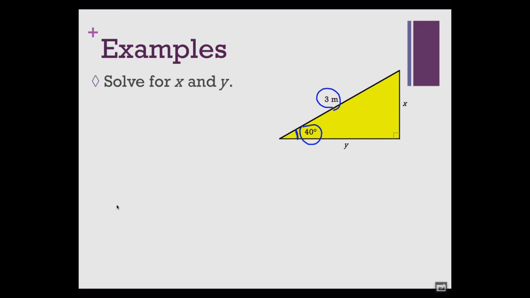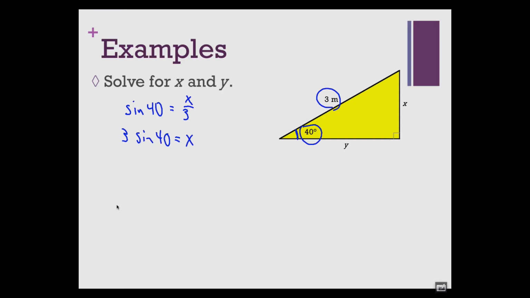Sine, good, not sin. Sine. Sin is something completely different. So now we set up an equation. The sine of 40 degrees is equal to x over, whoops, not 30, just 3. Solve that for x. How do I solve that for x? David? Multiply both sides by 3. Beautiful. 3 times the sine of 40 equals x.